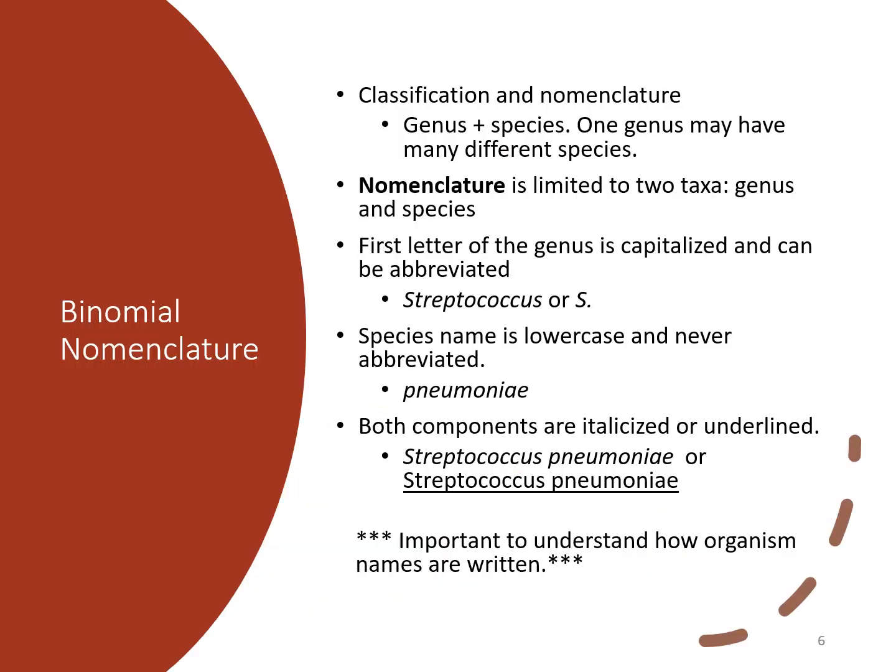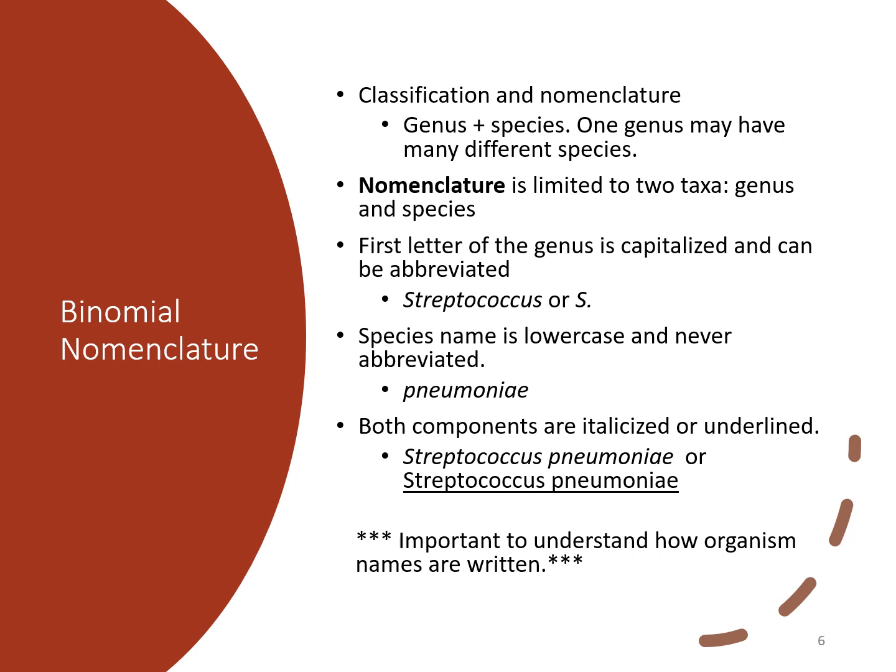With binomial nomenclature, we break the organism down to the simpler form, which is the genus and the species. The first letter of the genus is capitalized, but it can be abbreviated. For example, with Staphylococcus bacteria, you could abbreviate it with just an S period. Species names are in lowercase and are never abbreviated. For instance, pneumoniae would be spelled out either S. pneumoniae or Streptococcus pneumoniae.